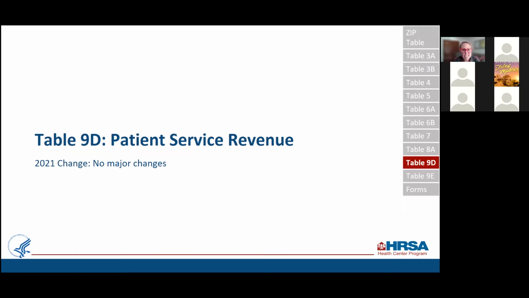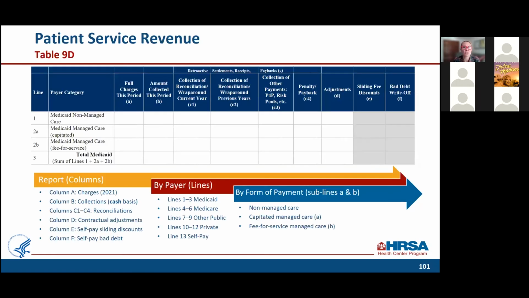All right, so moving on to Table 9D, patient service revenue. This captures all of the health center's patient service generated charges and revenue. This table is all patient service generated income in the calendar year. Other revenue that is not directly tied to patient services is reported in Table 9E. So together, Tables 9D and 9E comprise all the revenues that support your health center's scope of services.